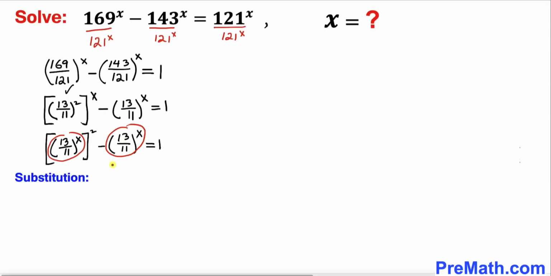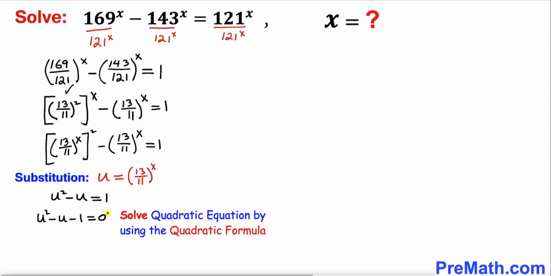To make our job easier, let me make a substitution. Let me call u equals (13/11)^x. Then this equation is going to become u squared minus u equals 1. Let's move this 1 to the left hand side. So we are going to have u squared minus u minus 1 equals 0.